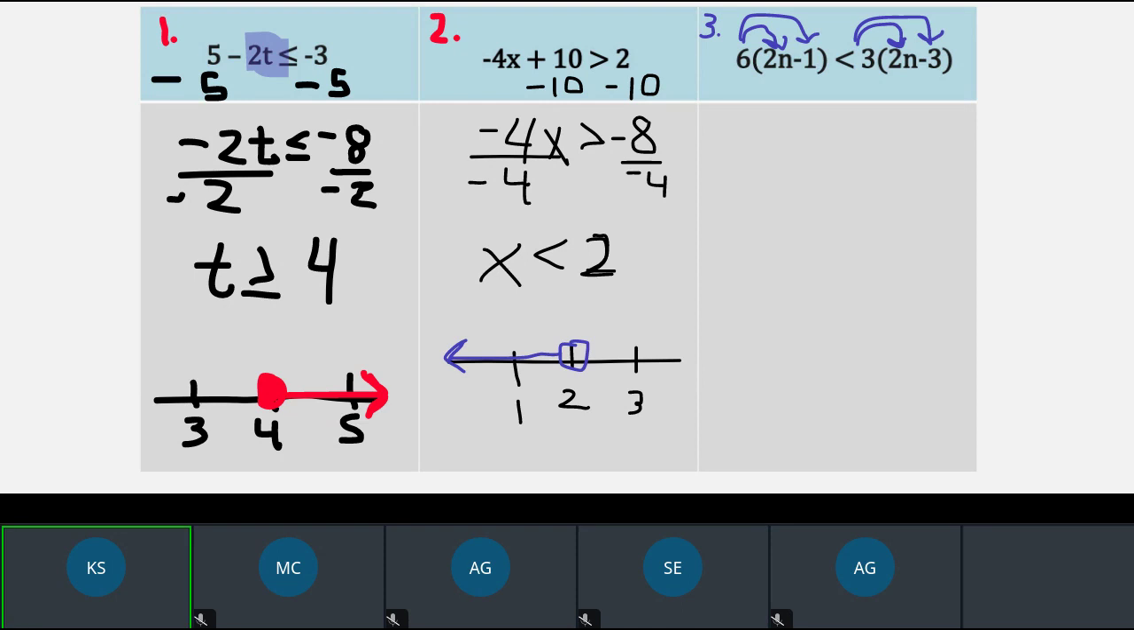Okay, so distribute means to multiply. So what we're going to do is take 6 times 2n. So 6 times 2 is 12, and then we keep our n. 6 times -1 is -6. And we're going to keep our sign, which is less than. On the right-hand side, we have 3 times 2n. So that would be 6n. And then 3 times -3. So that's going to be -9.